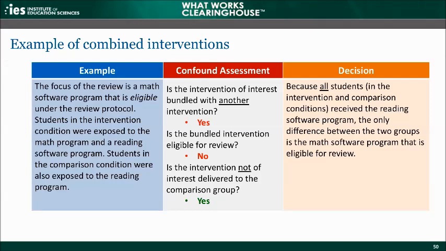Therefore, our decision was, because all students in the intervention and comparison conditions received the reading software program, the only difference between the two groups is the math software program that is eligible for the review. And so this particular combined intervention would proceed through the WWC review and actually receive a rating. Next slide, please.